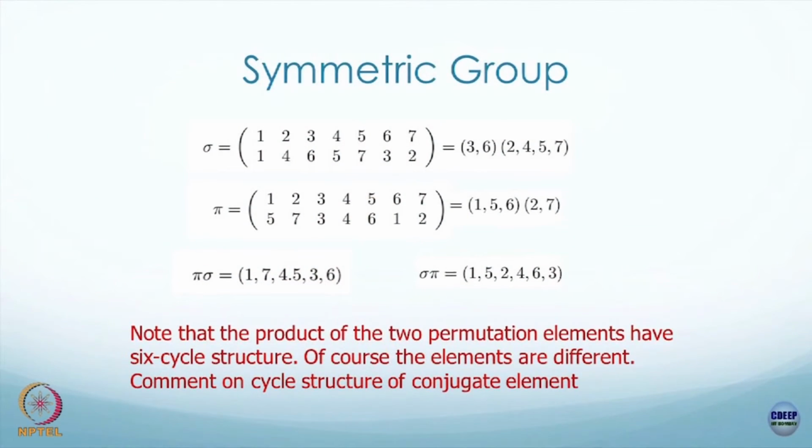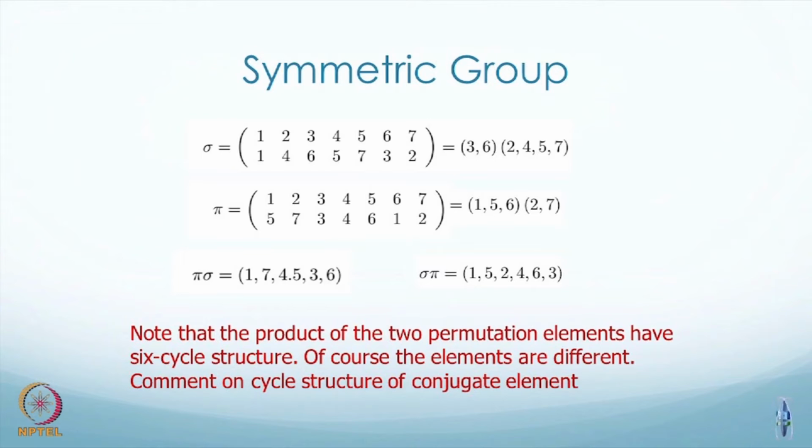Okay. So, let us take another element of this S7, the symmetric group of degree 7. Now, the cycle structure of this element sigma, which I have shown, has a 2 cycle and a 4 cycle.